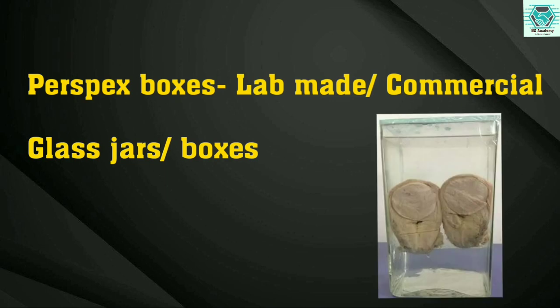The boxes are filled with the mounting fluid, and it is filled 1 centimeter above the specimen height. Remove any air bubbles. Seal the top of the box with perspex cement, and seal the glass jars also with asphaltum rubber compound. So in this way, the specimens are stored in the jars and boxes.